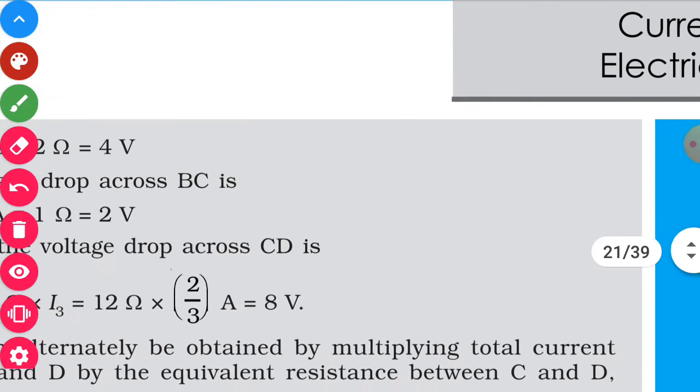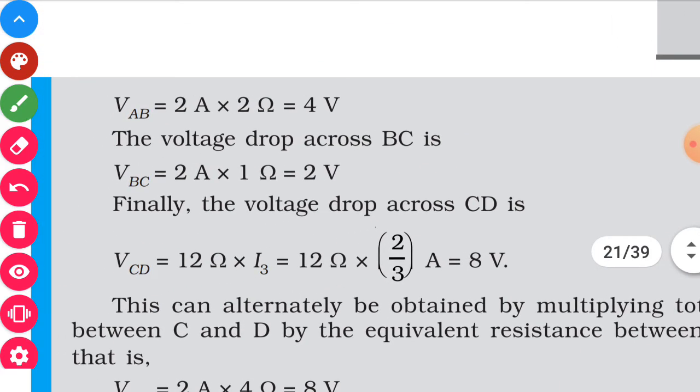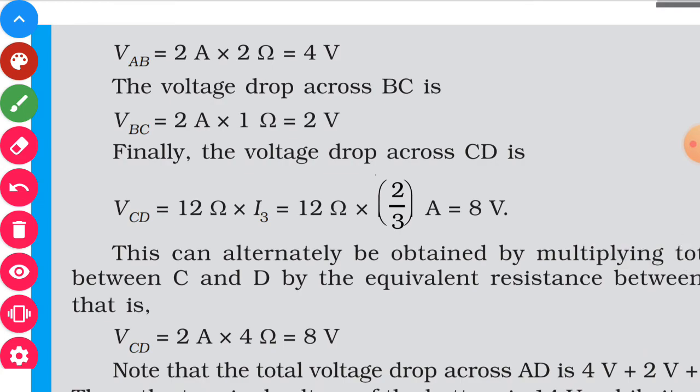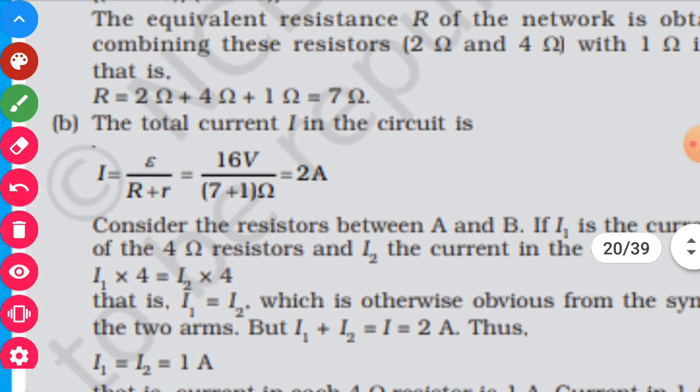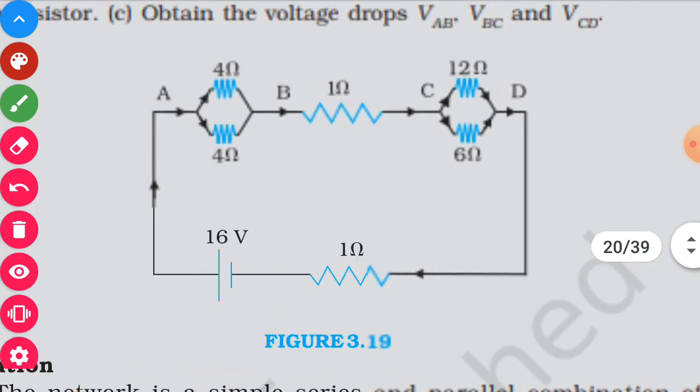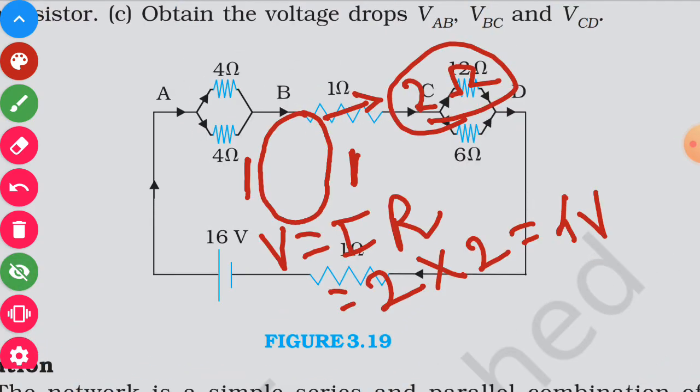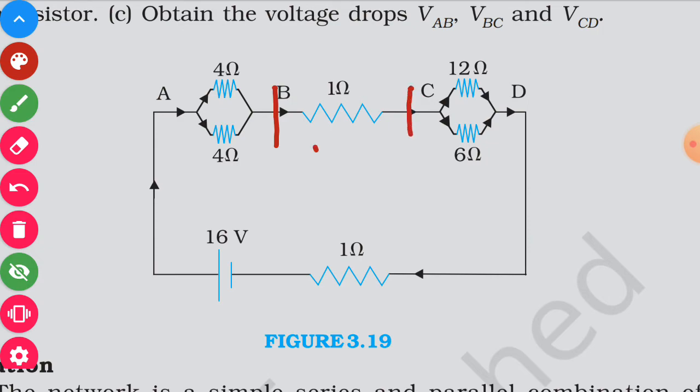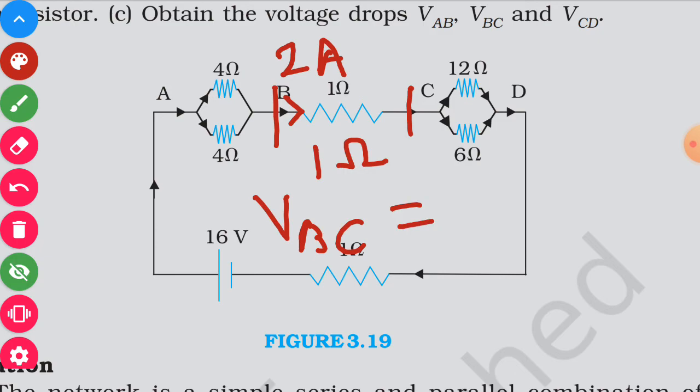Now we want to calculate VBC. It's again very easy. Between point B and C, what is the value of resistance that you can see? Between B and C, the value of resistance is 1 ohm. The current passing through here is 2 ampere. So potential difference VBC, that we want to find, is current 2 ampere multiplied by the resistance between B and C, 1 ohm. So this becomes 2 volts.